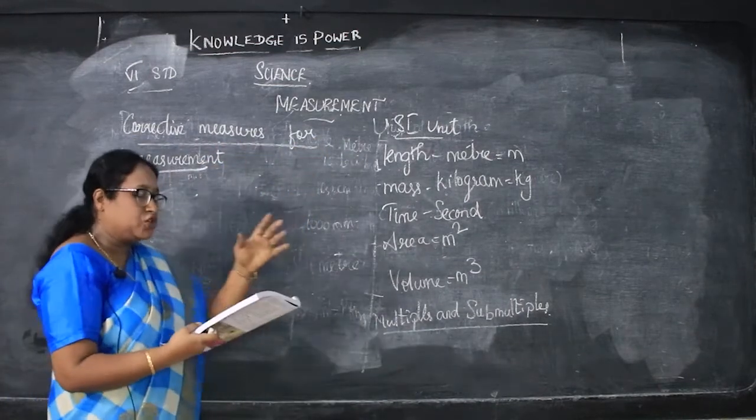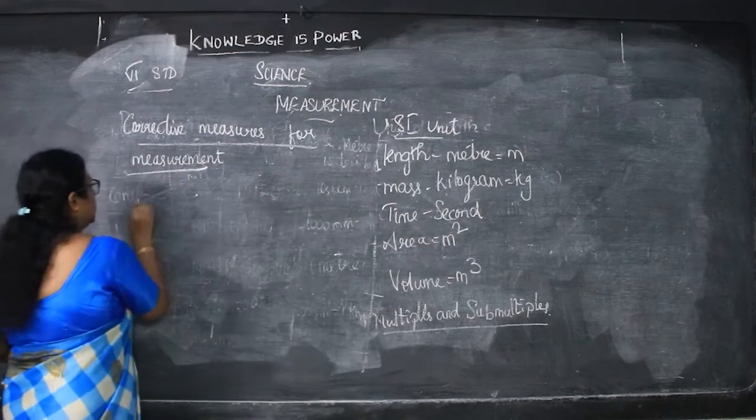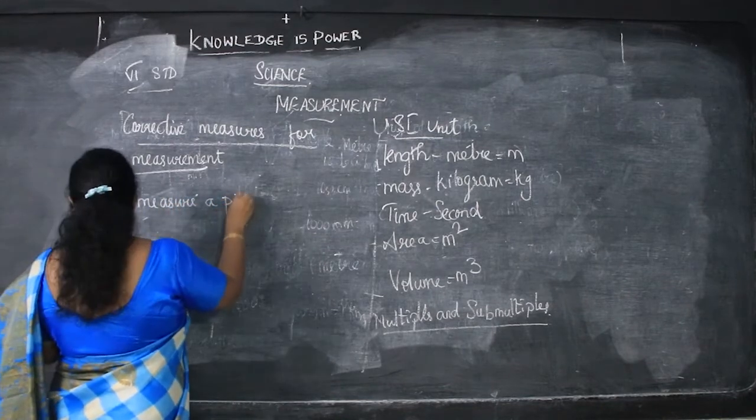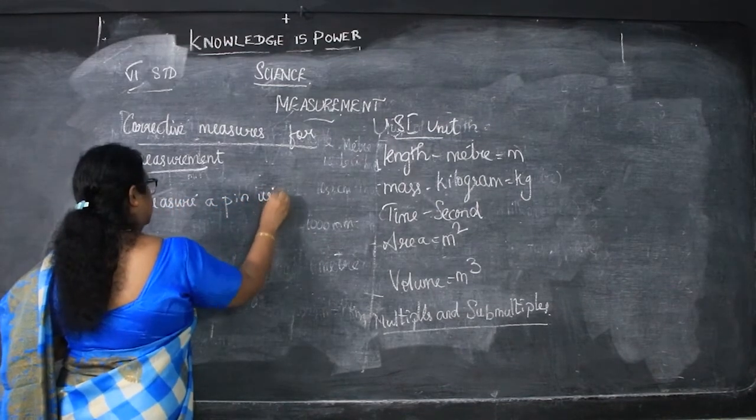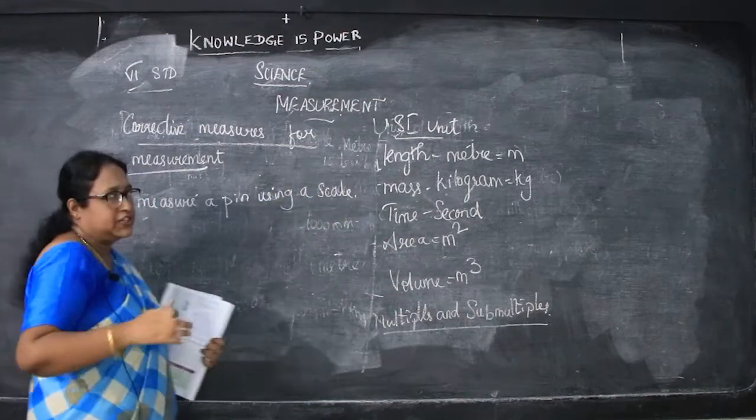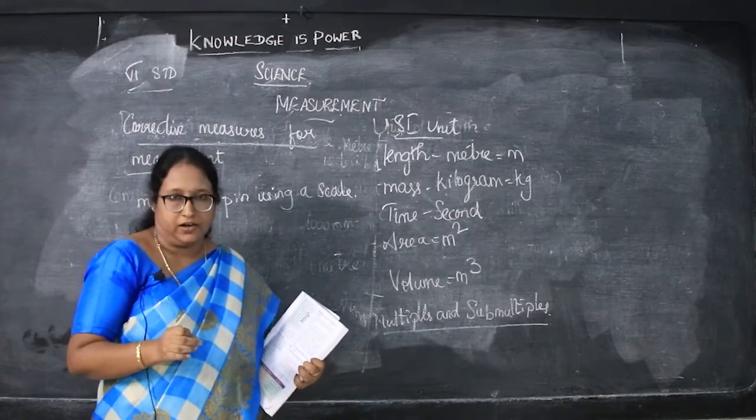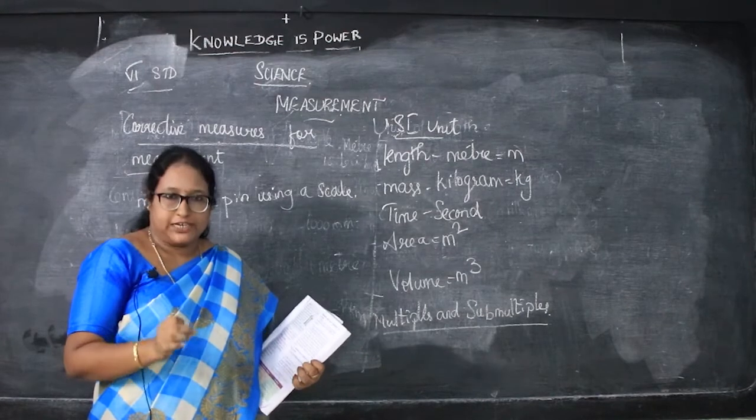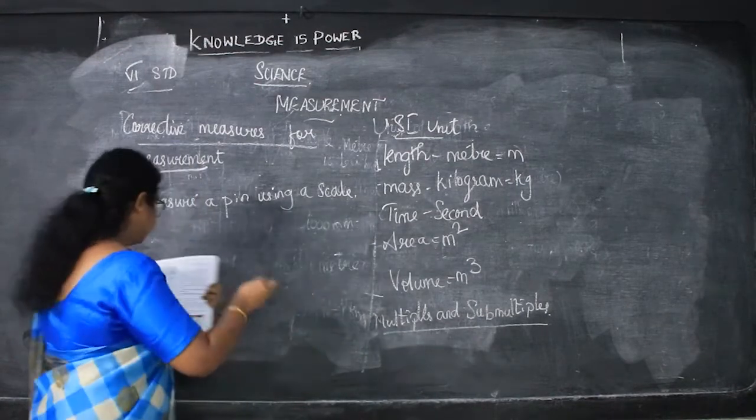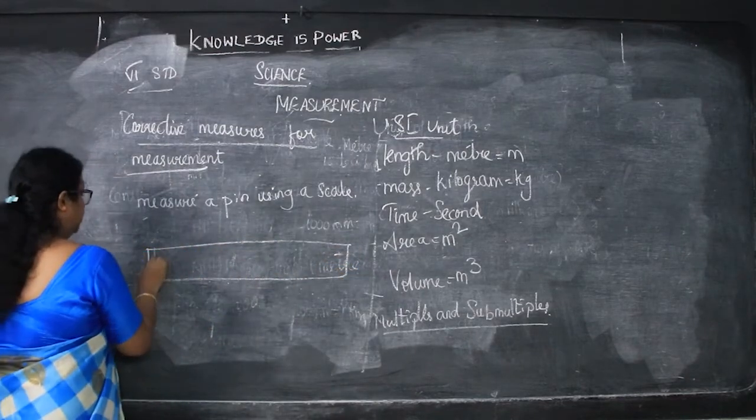Now, they have asked to measure the length of a pin using a scale. So, what do you have to do? You have to measure the pin using a scale. We cannot just take a pin and measure it like that, because it will show an error. So, what we have to do? We have to take a scale and measure the pin. It will give you an accurate result. Then, see here, this is a scale.